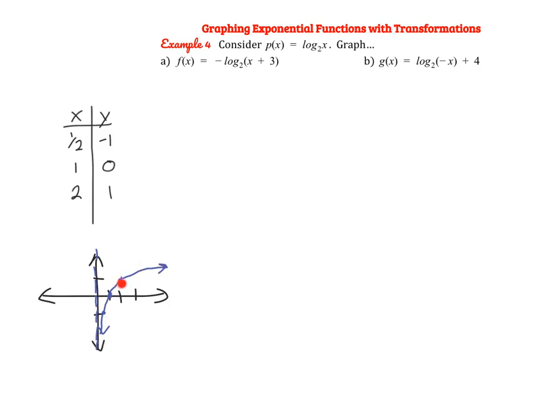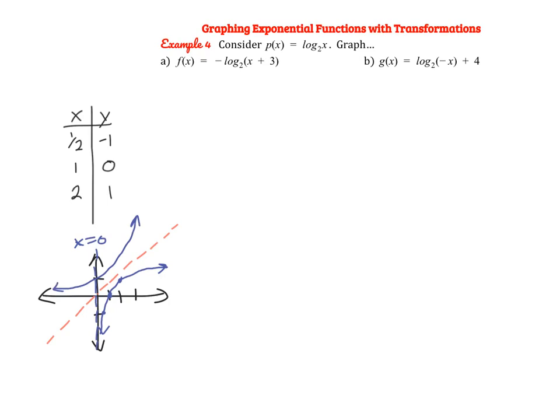So a few things that I want to point out. Here we have a vertical asymptote at x equals 0. And if you remember that logarithmic and exponential functions are inverses of each other, I do want to point out that if you graphed the inverse of this function, which would be a base 2 exponential function, you get something that looks like this. So it is reflected over the line y equals x.